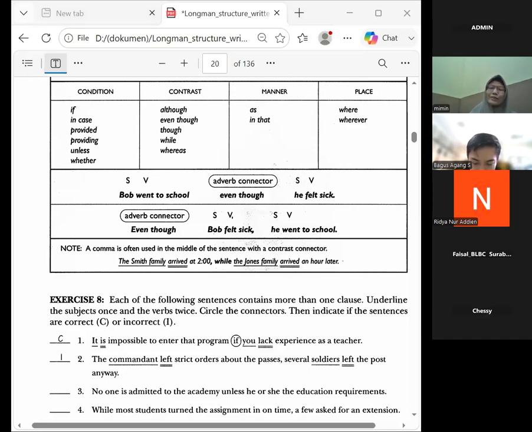Kak Nurul. Hello? Kak Nurul is not there. Kak Novita? Kak Lutfi? Kak Hanif, please.